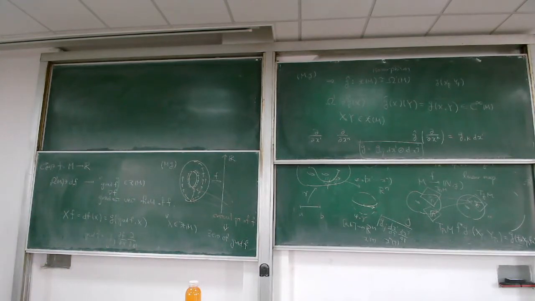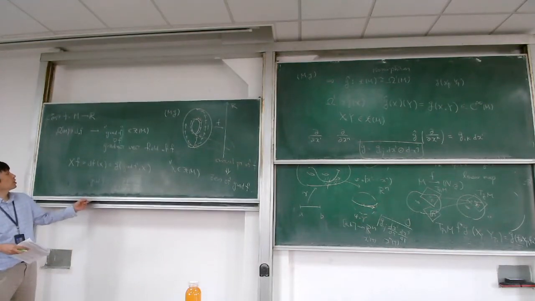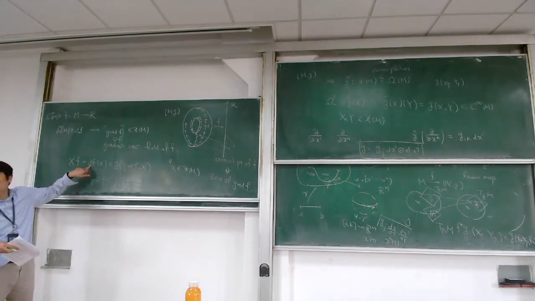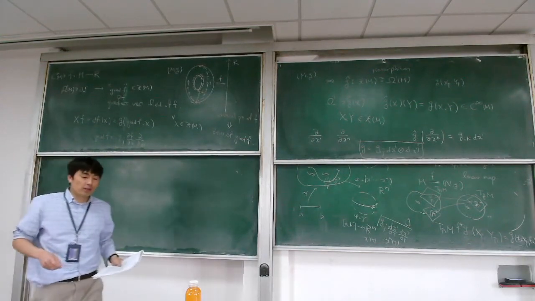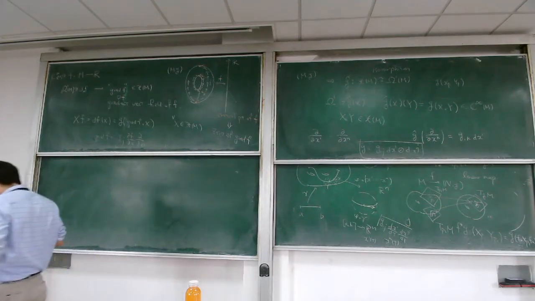Okay, so let's see the notion of gradient flow. It's just the dual of df under this isomorphism.